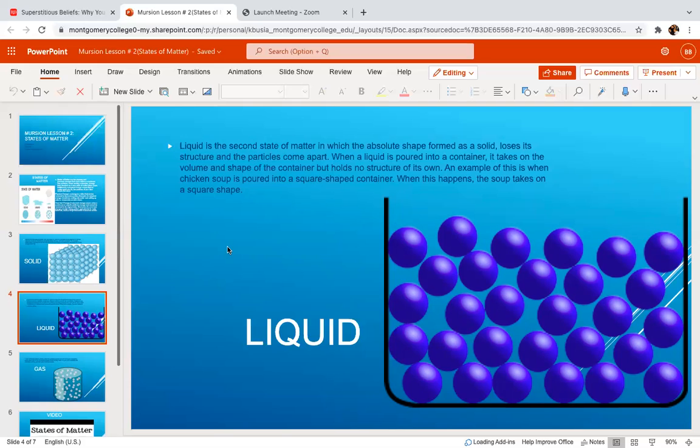When this happens, the particles are moving around each other. They don't hold themselves together, as you see in this picture right here.